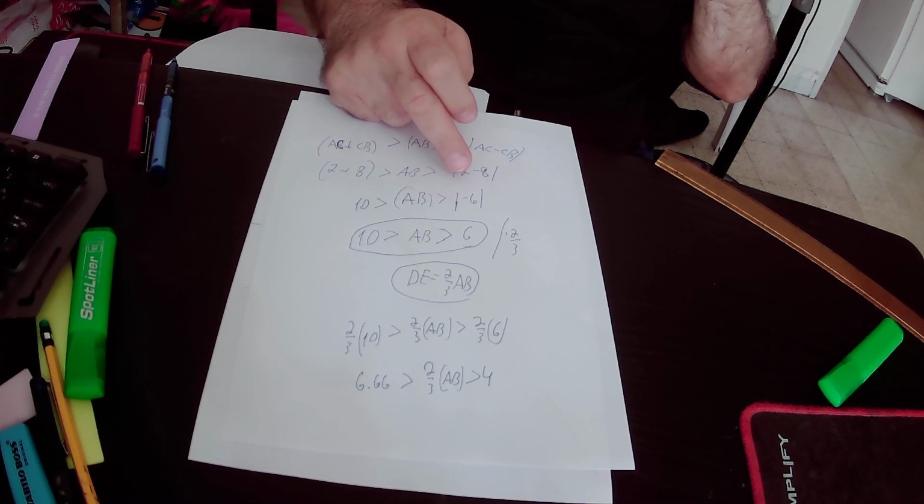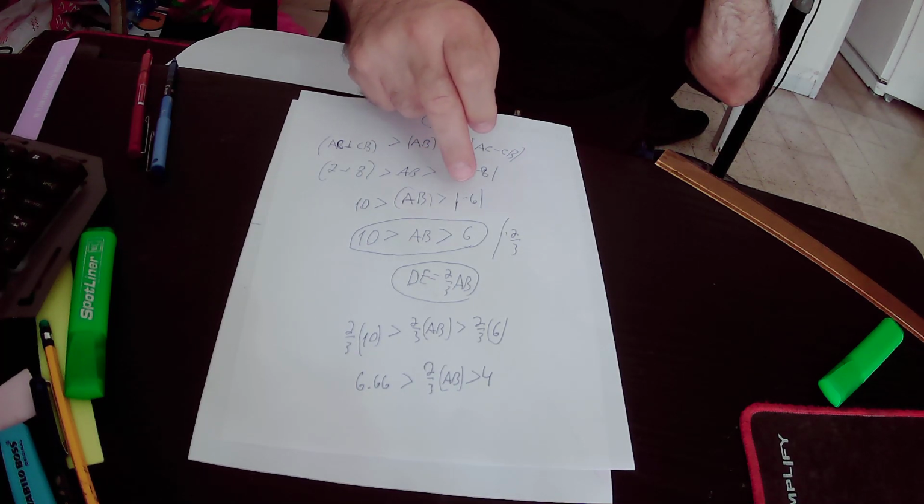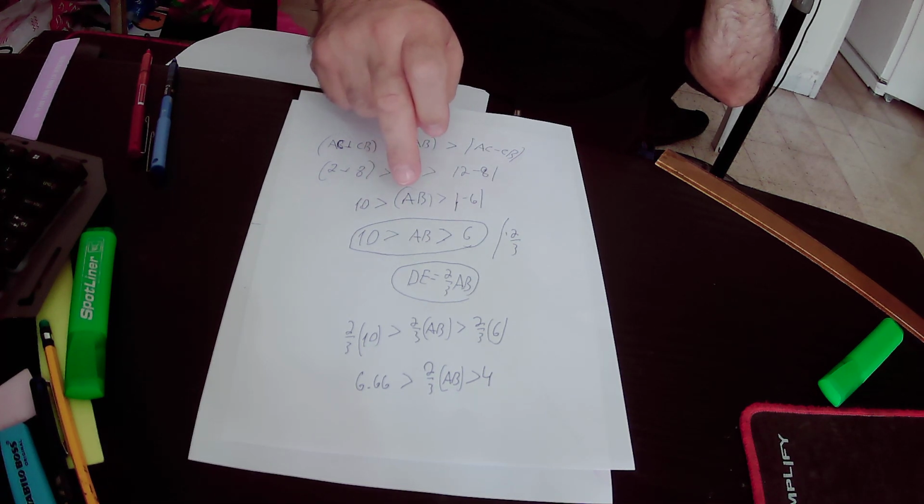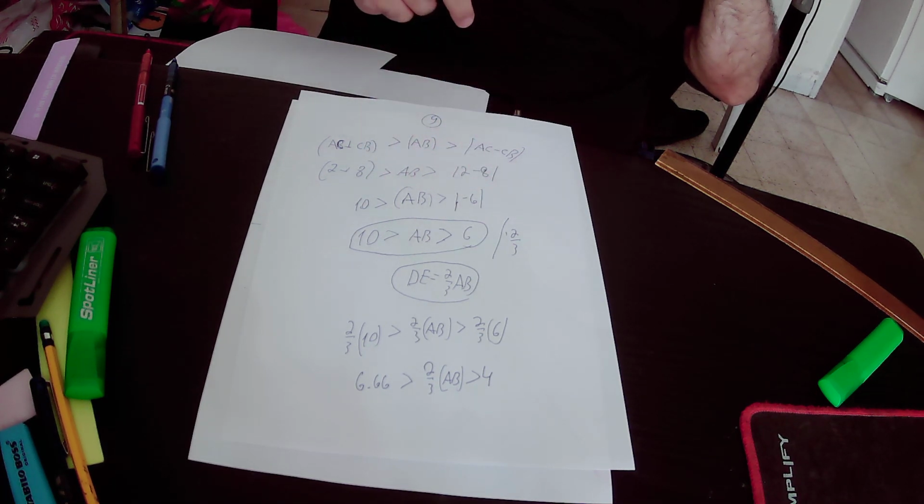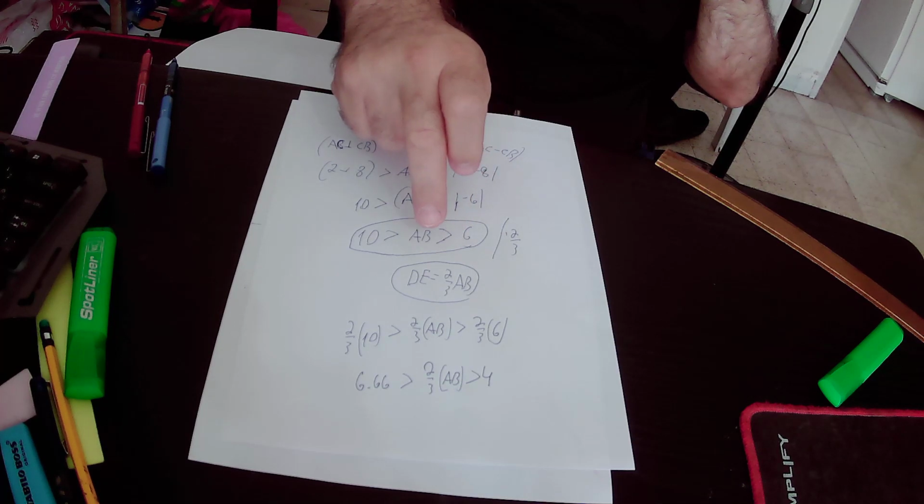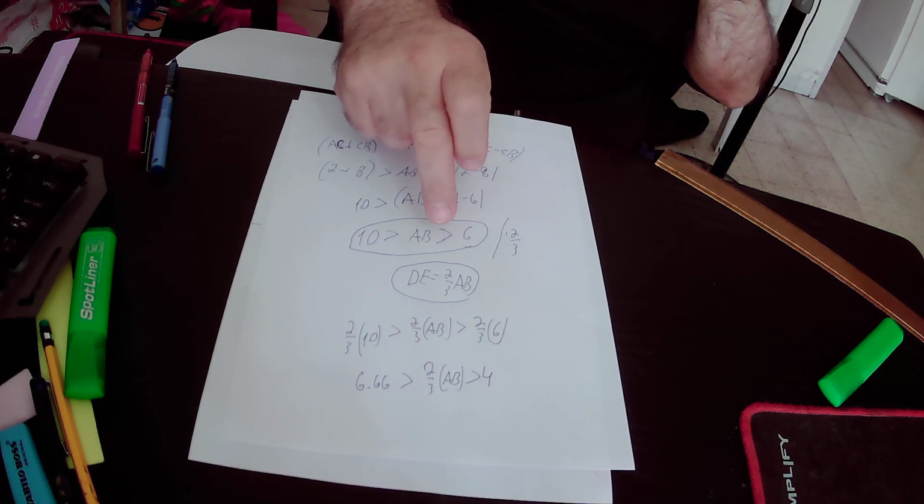And what is the absolute value of minus 6? The absolute value of any number is the distance of the number from 0, and the distance of minus 6 from 0 is 6 units. So the absolute value of minus 6 is 6. So in total we got that AB is smaller than 10 and greater than 6. But we have already found out that DE equals 2/3 AB.